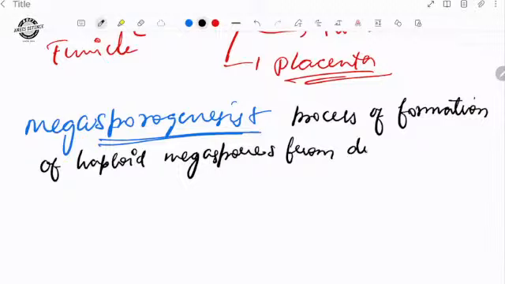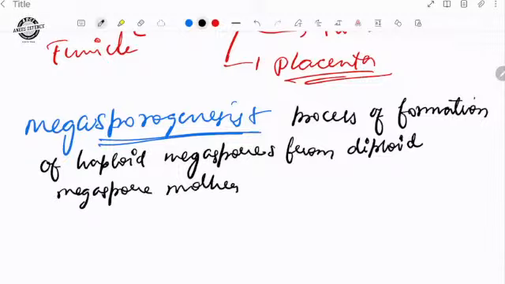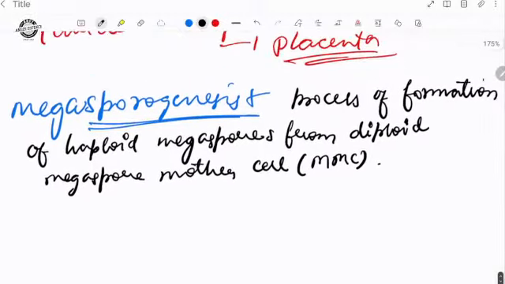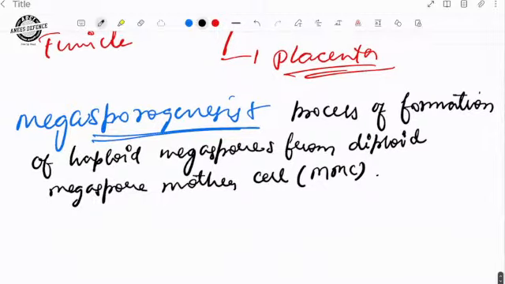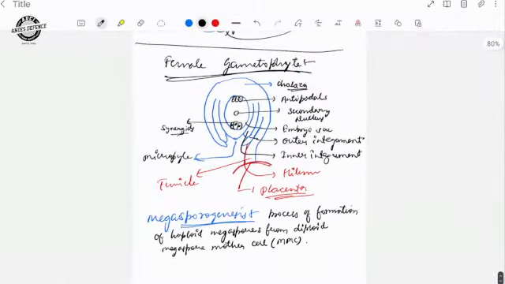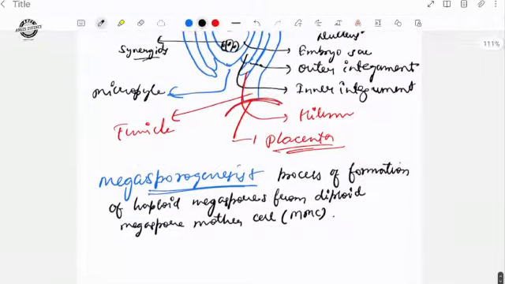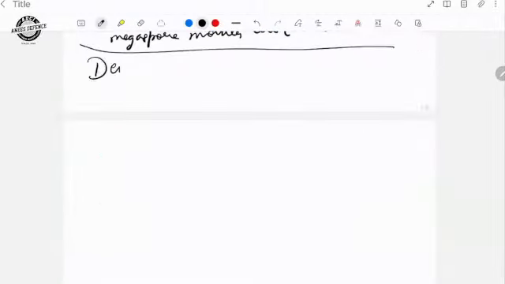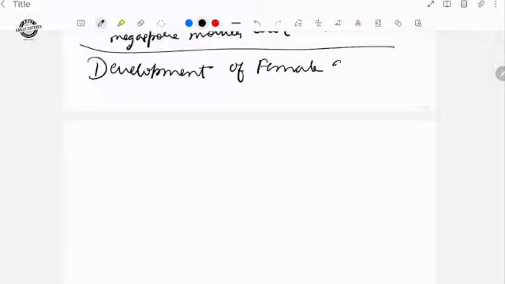from diploid megaspore mother cell, that is termed as MMC. Now we can understand the development of the female gametophyte. Figure you have understood now. Here we can make the concept on the development of the female gametophyte. How the female gametophyte is going to be formed.